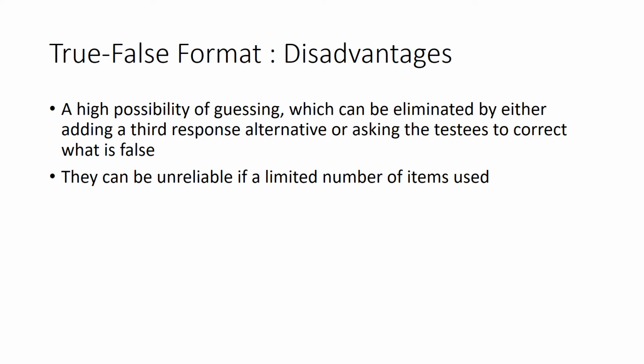They can be unreliable if a limited number of items is used. So as you remember, we said reliability of such questions, the objective questions in general, can be ensured if you are using as many items as possible. So if you are making a true-false question, do not limit it to 3 or 5 items. Make it more than that. It is recommended to be 6, 7, and even 10.